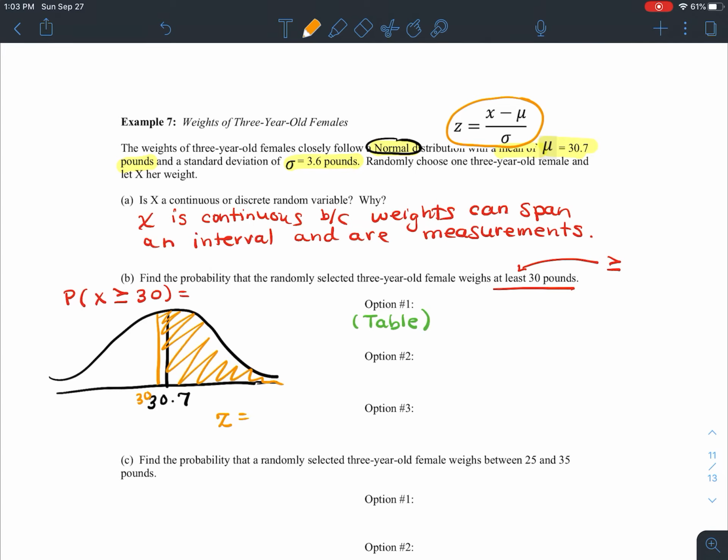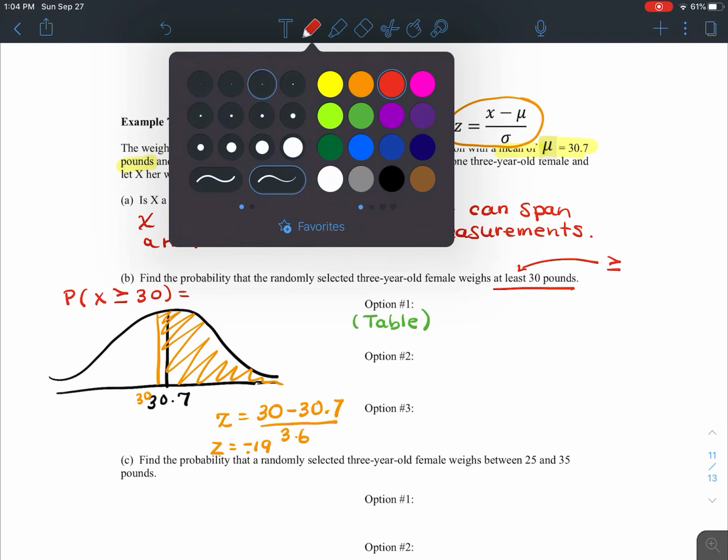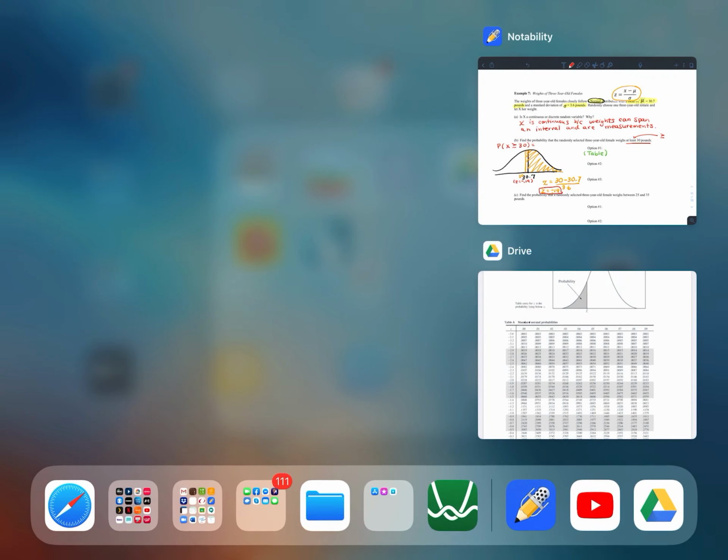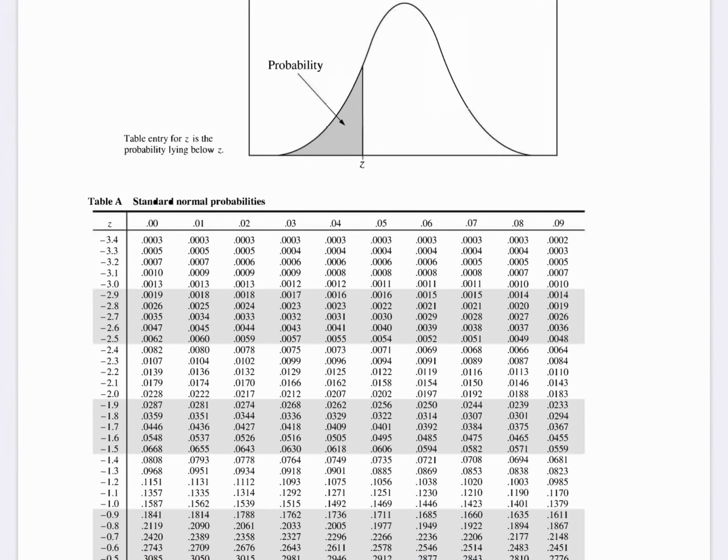The question is, what is the probability that a 3-year-old female would weigh at least 30 pounds? I know 30 is going to be somewhere over here to the left of the mean, and we said at least means greater than or equal to, so I'm going to shade that in. I need to change 30 pounds into a z-score. So I'm going to subtract the mean and divide by the standard deviation. That changes this into a z-score of roughly negative 0.19. That's my z-score.